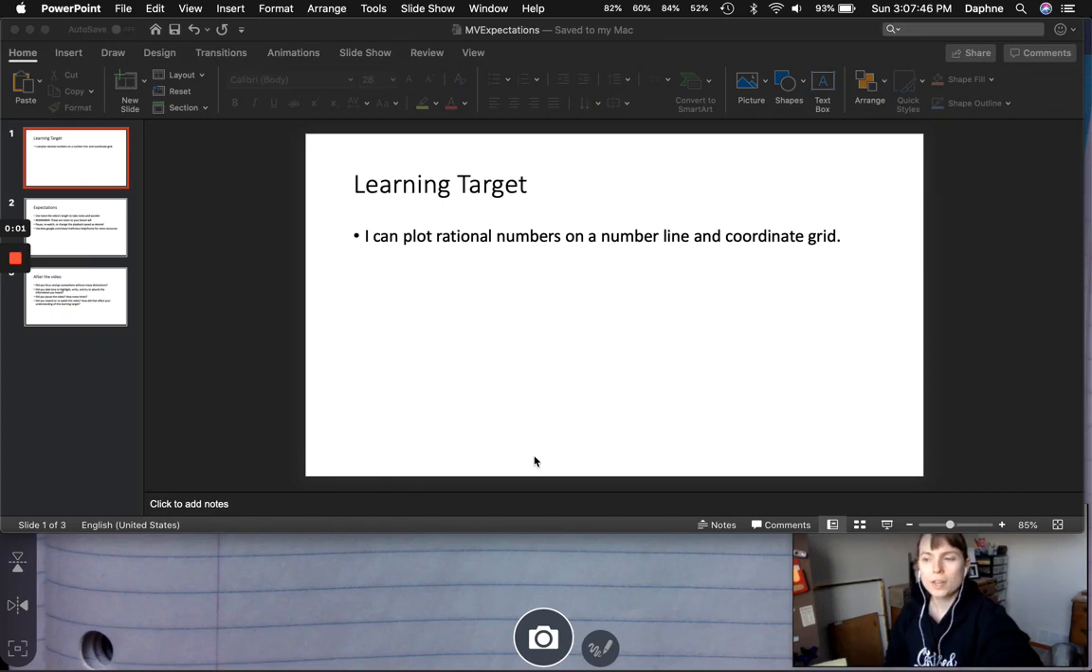Alrighty, so I am using a different camera, which means I'm down here in the lower right-hand corner instead.